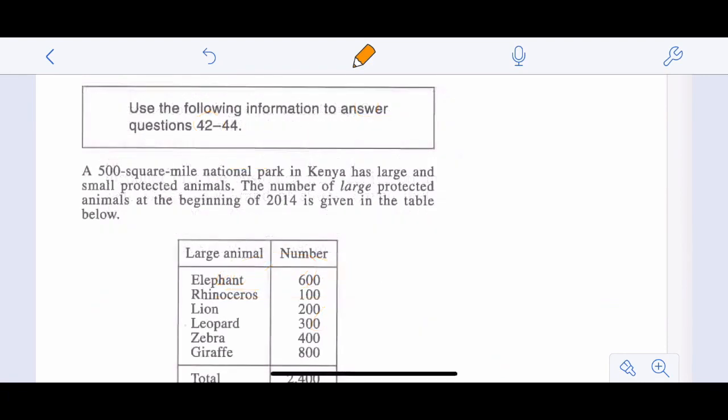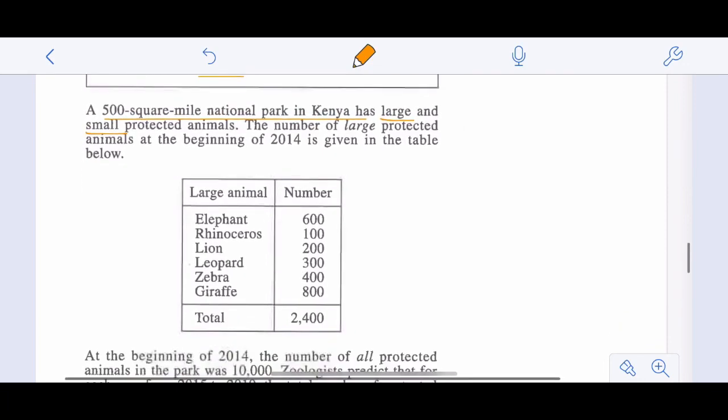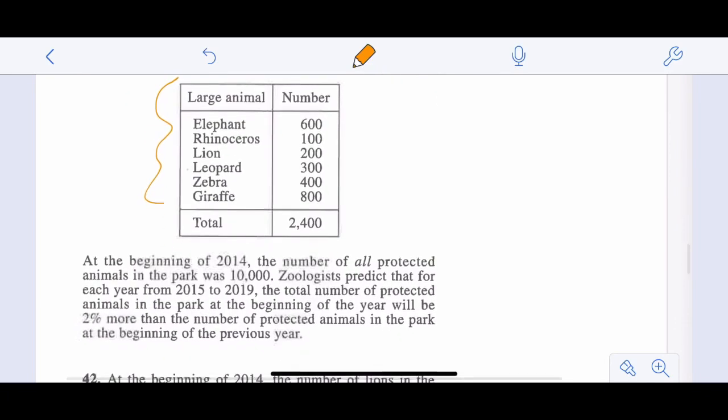Okay, the following questions, 42 to 44, will be about this information. So we have a 500-mile national park in Kenya that has large and small animals. The number of large is given in the table below. Okay, so here's the table of those animals. At the beginning of 2014, the number of all protected animals was 10,000. Zoologists predict that for each year from 2015 to 19, the total number of protected animals in the park at the beginning of the year will be 2% more than those protected at the park in the beginning of the previous year. So we're going to use this information to answer the following questions.